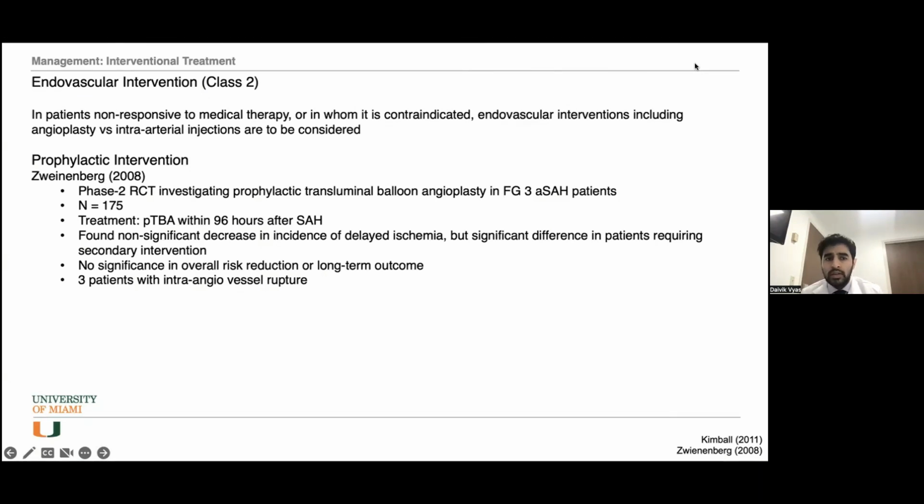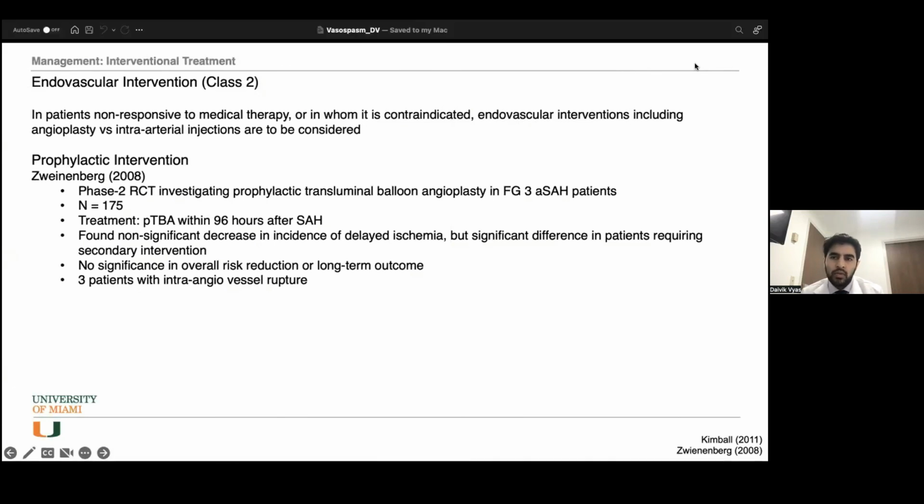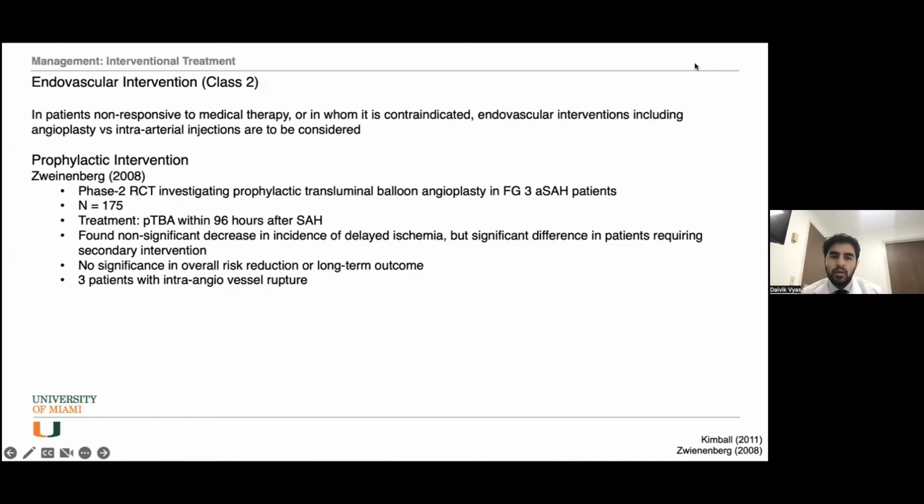And they looked at 175 patients who underwent angioplasty within 96 hours of presentation. And they actually found a non-significant decrease in the incidence of delayed ischemia. But the only significant finding in that paper was that those patients required fewer secondary interventions, so a rescue angioplasty. However, there was no overall risk reduction that was seen or long-term outcome. And this is also taking into account the fact that there is a complication profile with angioplasty. 3 patients in that study actually had intraprocedural vessel rupture and required further intervention to treat that rupture.